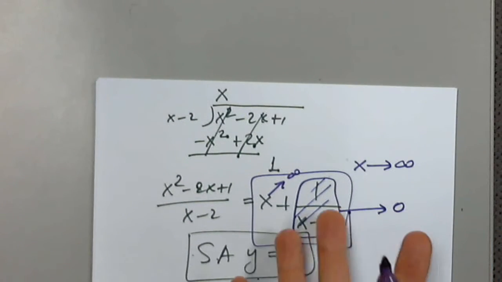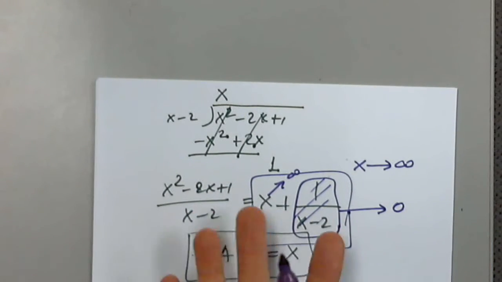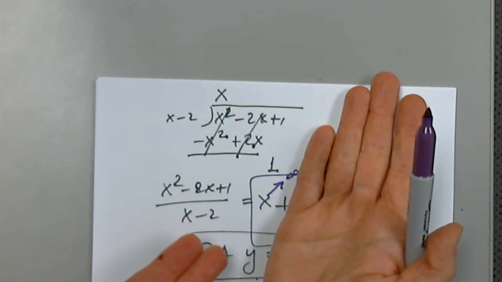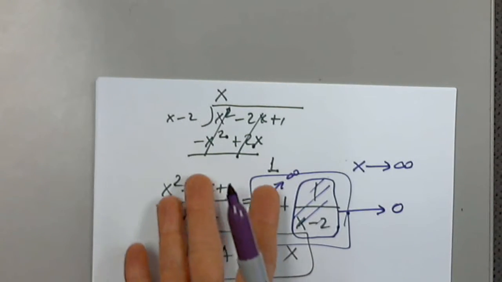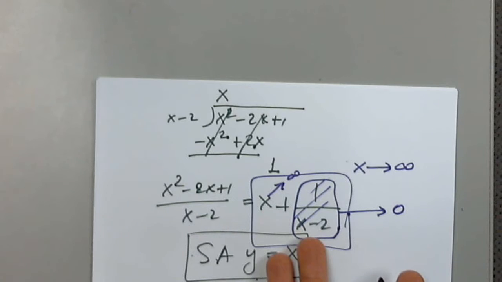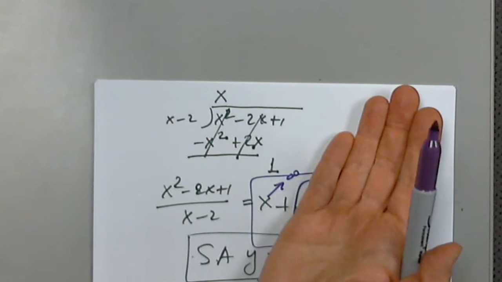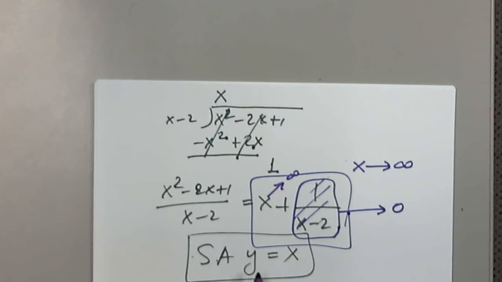So it counts when I divide. Without this, it will be wrong. I have to put it there. In other words, this function can be presented like this. I can't delete this. But when it comes to identifying the slant asymptote, this piece goes to 0. It doesn't count. So that's why that's the slant asymptote. Very good question, Eddie. Thank you.